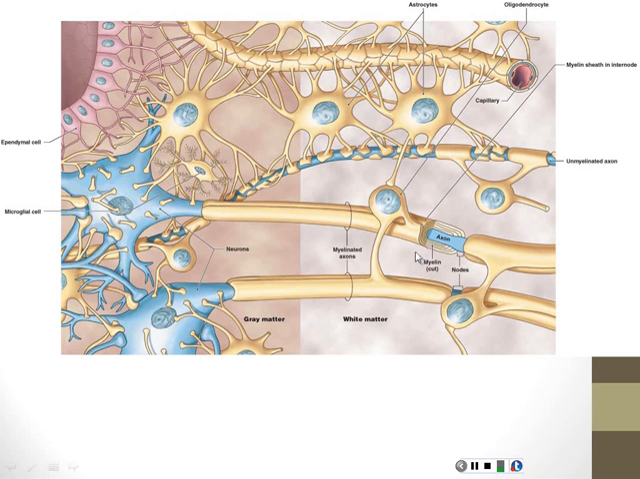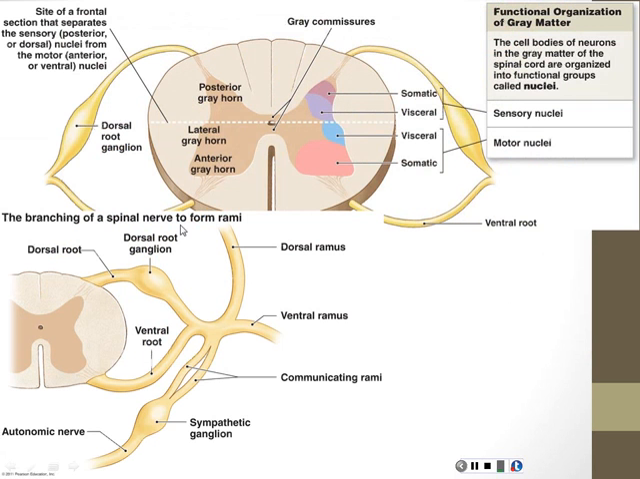Now, in the peripheral nervous system, there's a different cell that does that, and that's the Schwann cell with two N's. So the Schwann cell produces myelin in the peripheral nervous system, the oligodendrocytes in the central nervous system. All right, so I think that's all. Okay, so that's neuroglia. All right, little spinal cord review.